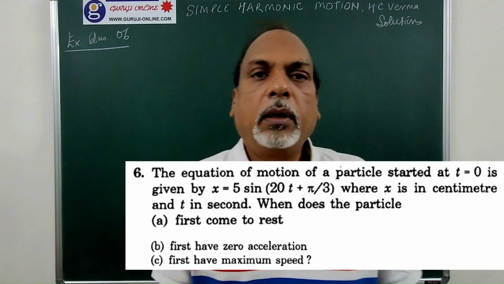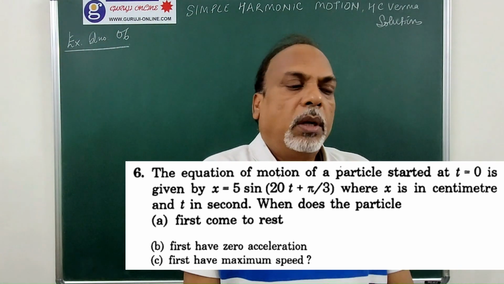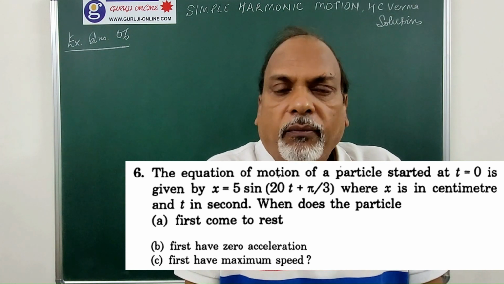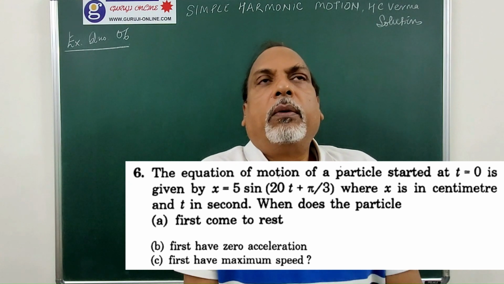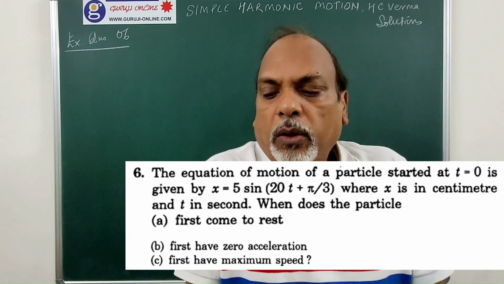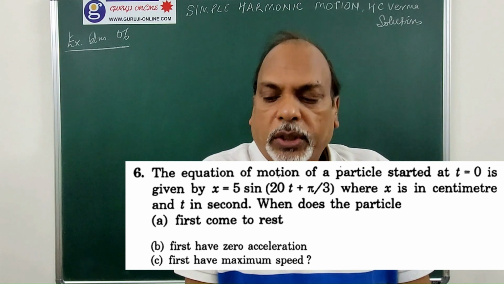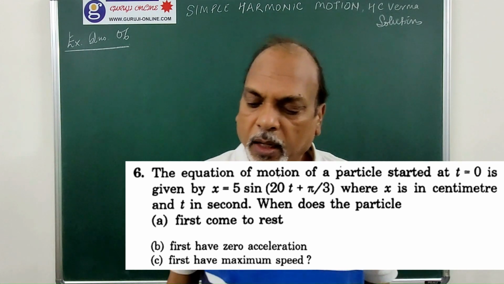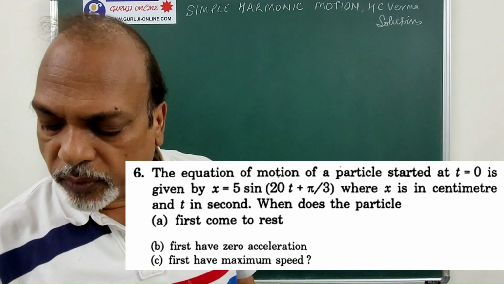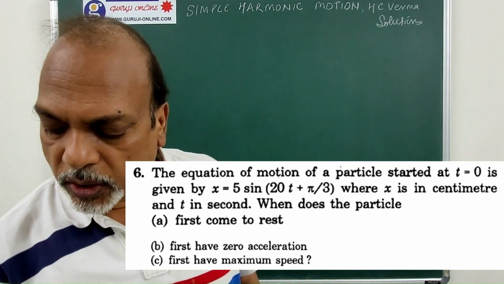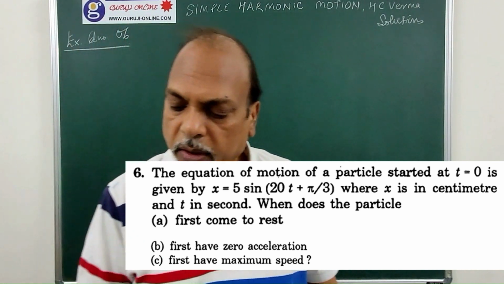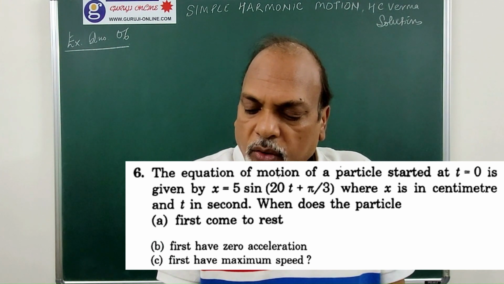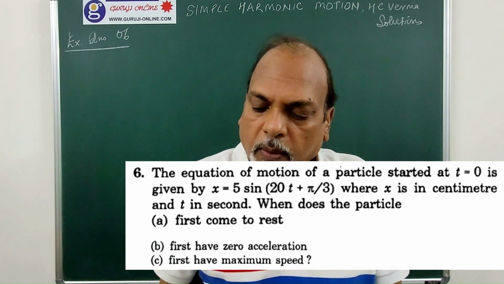Well, guys, today we will do some more problems from SC Verma, and we have done from question number 1 to 5. And let us see what is question number 6. So, question number 6 is on your screen, which says that the equation of the motion of a particle started at t is equal to 0 is given by x is equal to 5 sine 20t plus pi by 3.